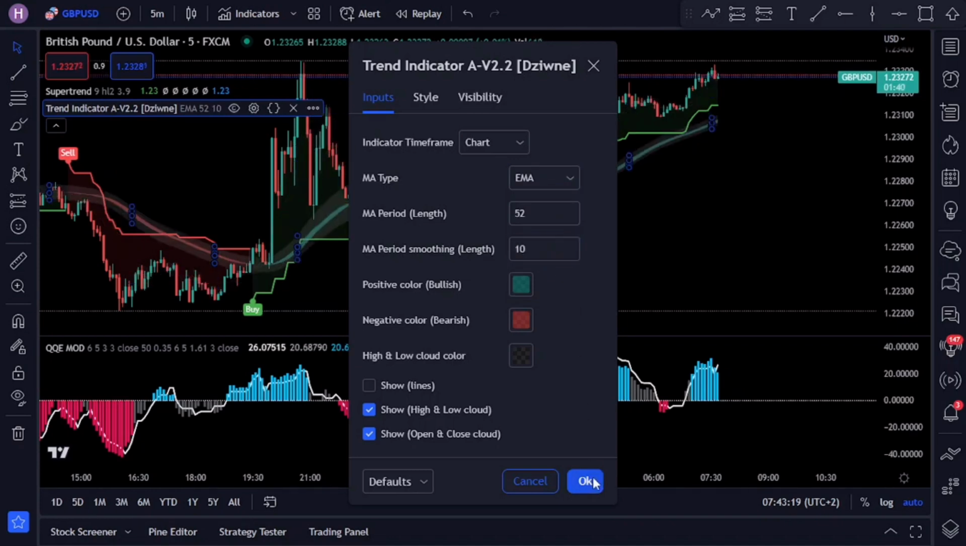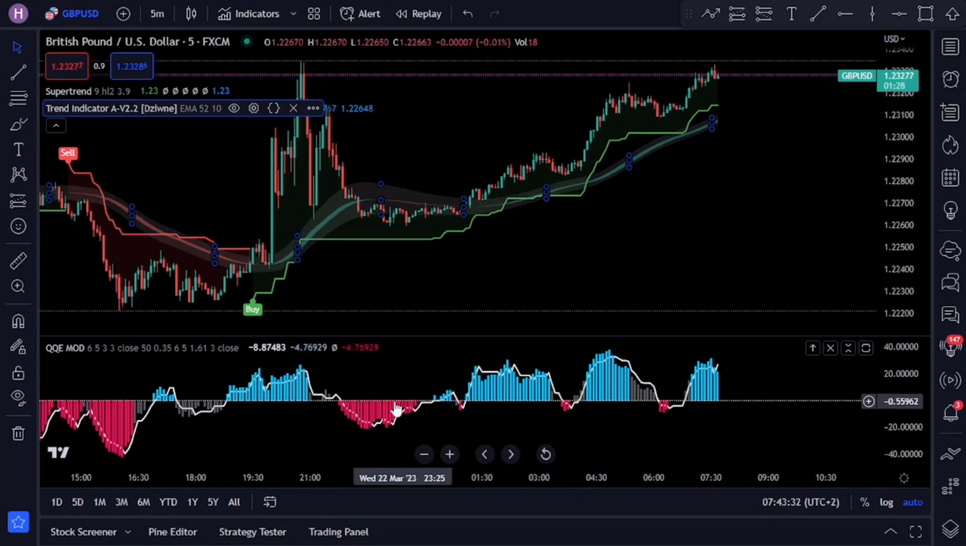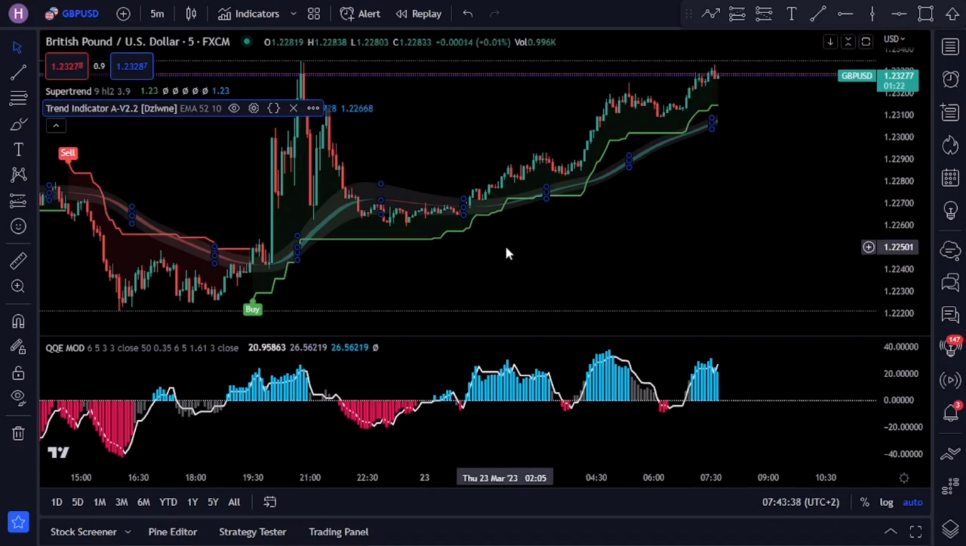The third indicator in our system will be used for entry confirmation. When it comes to the QQE mod, QQE stands for qualitative quantitative estimation. The QQE mod indicator is based on the moving average of the relative strength index, or RSI. The moving average of the RSI is then smoothed using a smoothing factor to reduce noise and provide a more accurate representation of the trend.